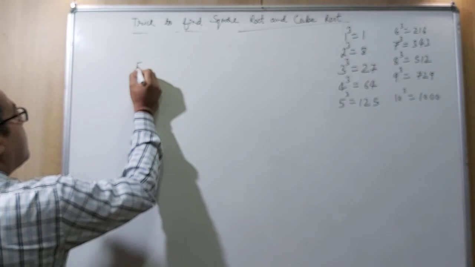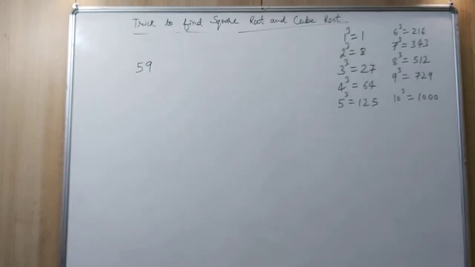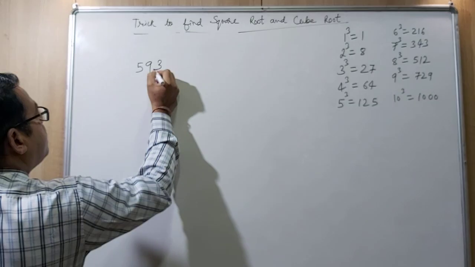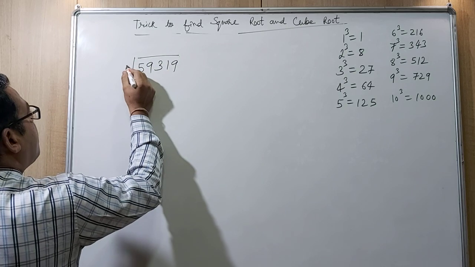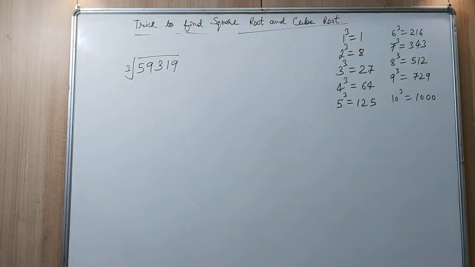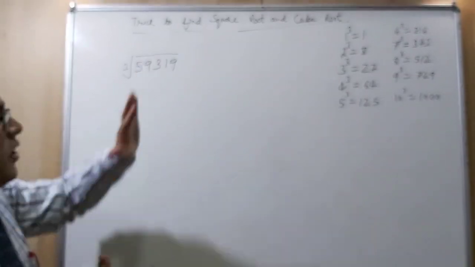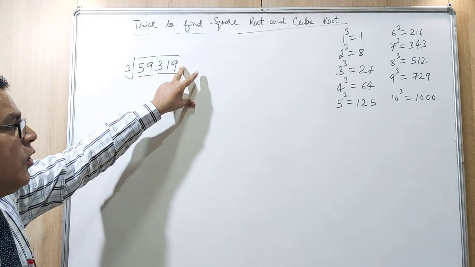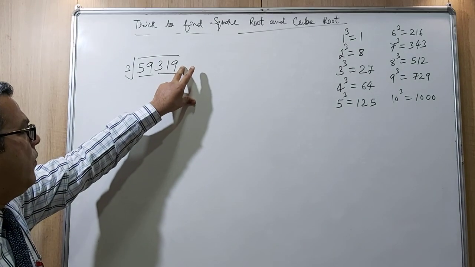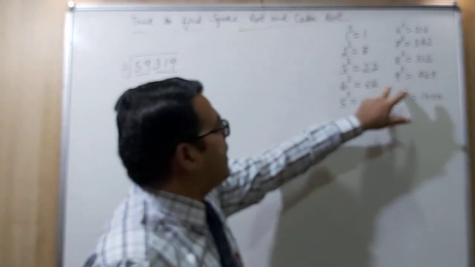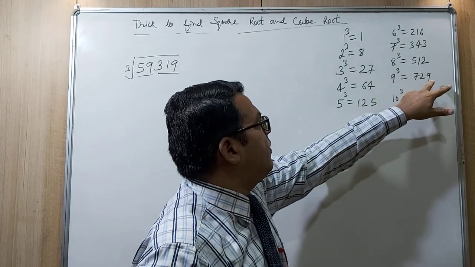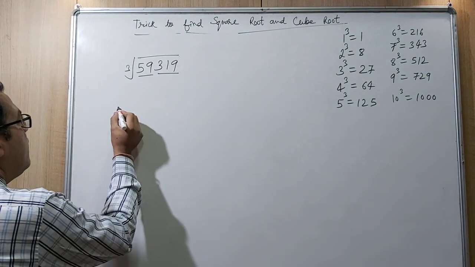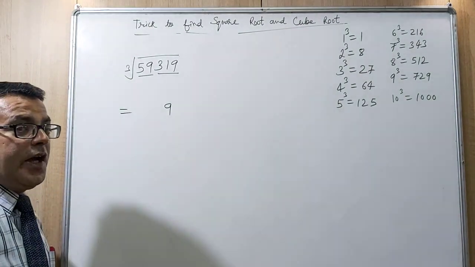59,319. This is another 5-digit number. Again the same procedure. First group, second group. The last digit is 9. Whose cube will give us 9? You can see the cube of 9 has 9 as a unit digit. So our unit digit will be 9 there.